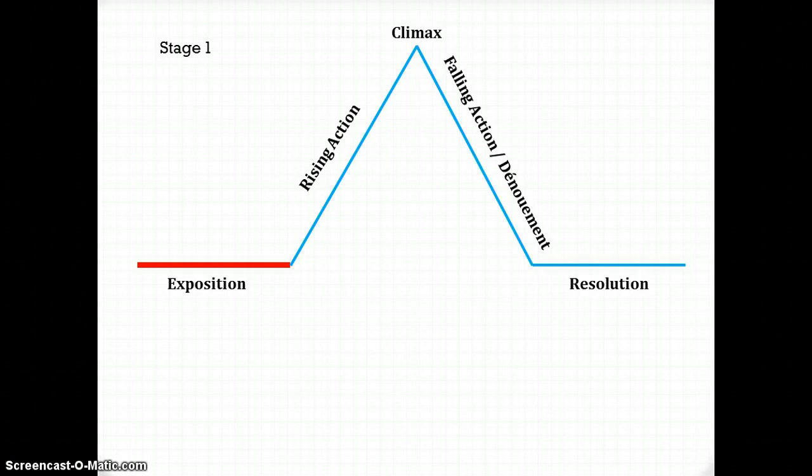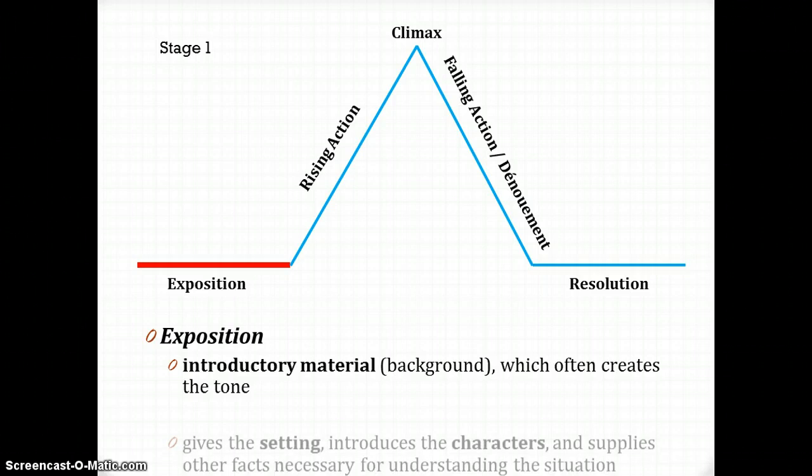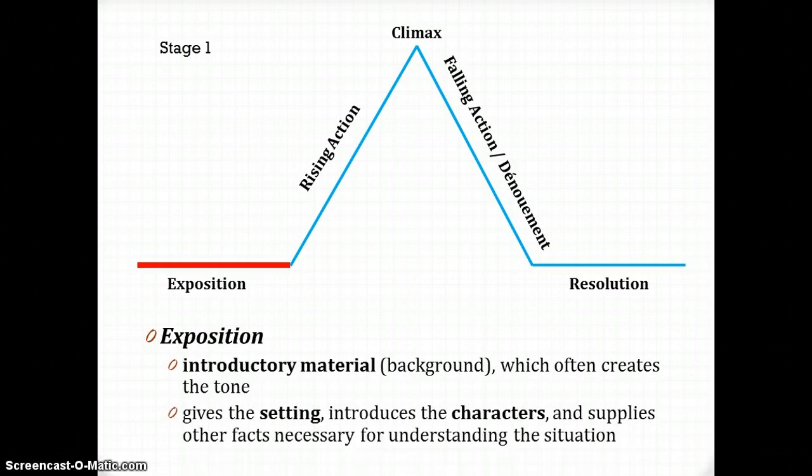Let's start with the first stage, the exposition. The exposition is simply the introductory material that creates the tone. It gives the setting, it introduces the characters, and supplies other facts necessary for the situation. It lets us know where we are, what the world is like that we're going to be spending some time with in this story. And a lot of times we're tempted to skip over the exposition. It's not as interesting. But as we'll see, especially with Harper Lee's To Kill a Mockingbird, the exposition can be incredibly important, and you need to make sure that you don't skip over it.